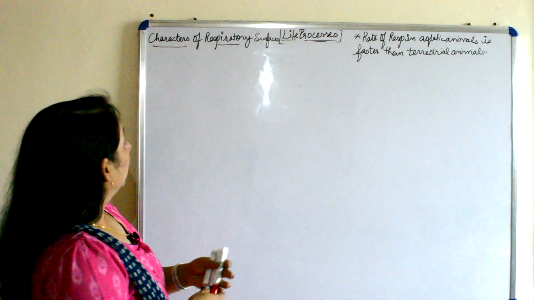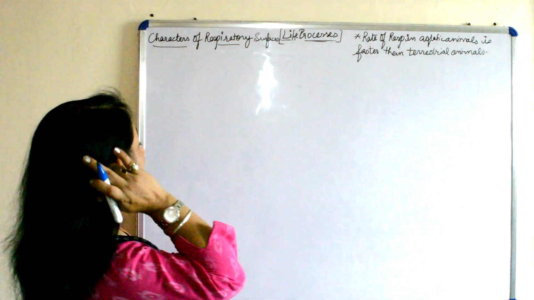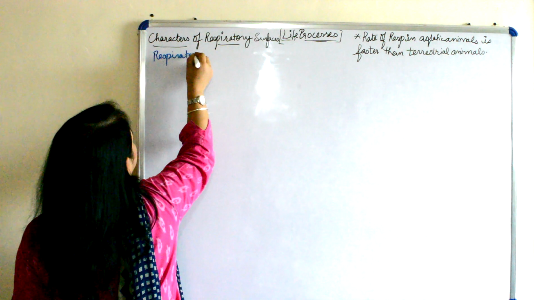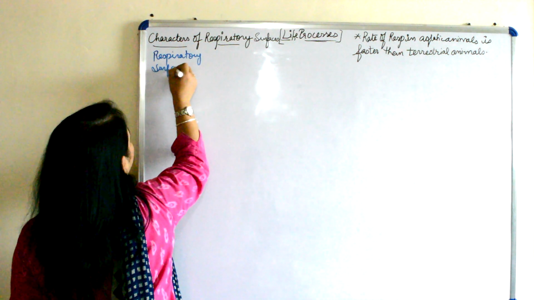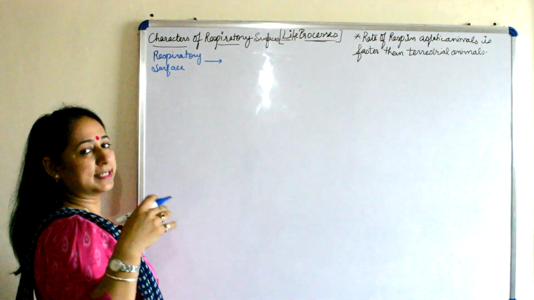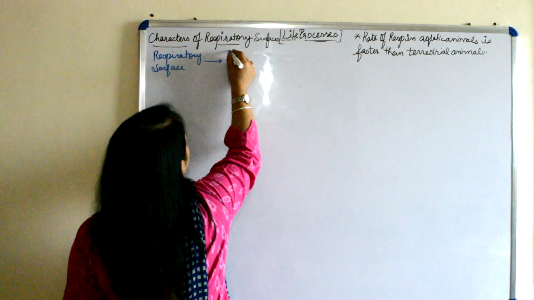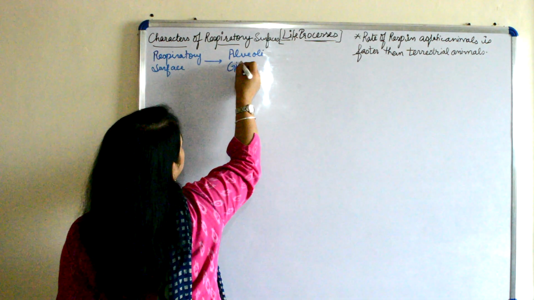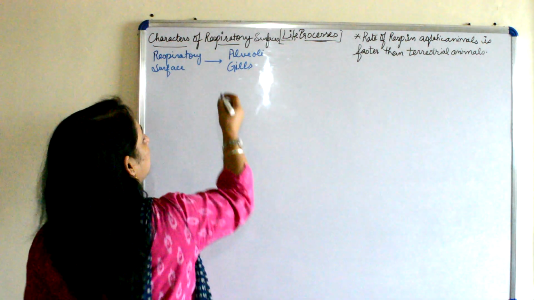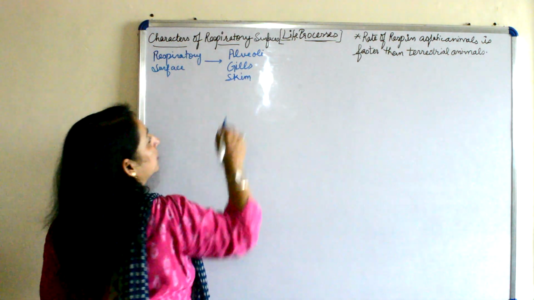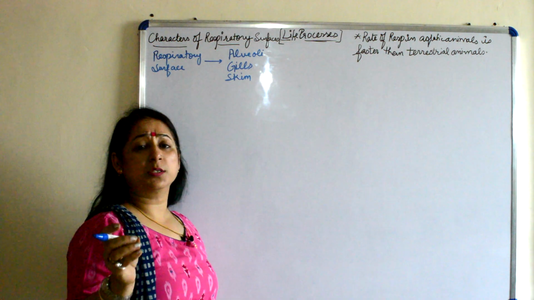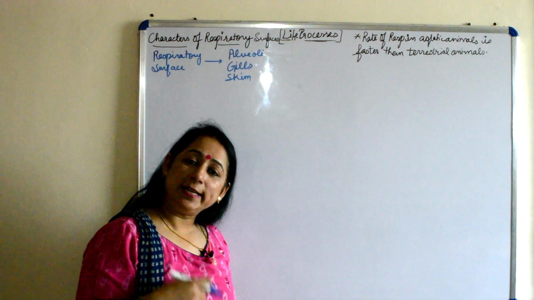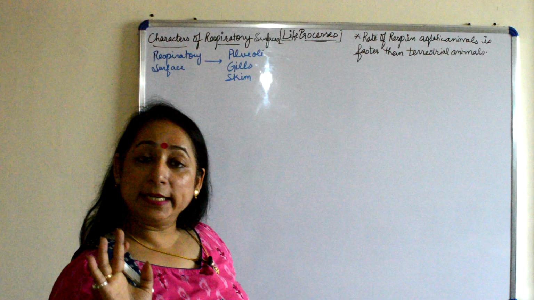So let's start. First is characters of respiratory surface. First of all, let's understand what is a respiratory surface. When we talk about humans, let's take examples of a few respiratory surfaces. It can be alveoli, as we have in mammals. It can be gills, as we have in aquatic animals. Or it can be skin, as there is in certain animals. So, all the structures which help in the process of respiration, or directly take part in that, are known as respiratory surfaces.